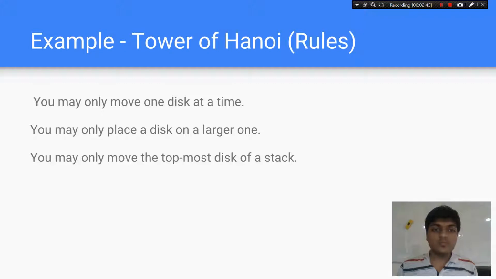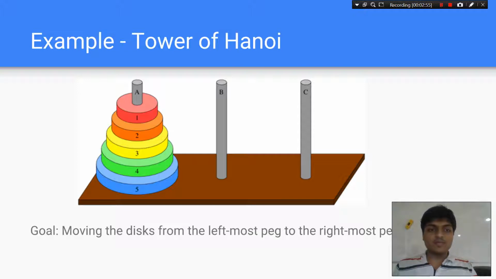So you can move only one disk at a time. You can place only a smaller disk on a larger one and not vice versa, and you can only move the topmost disk of any stack. Okay, so basically I can move the first disk to some column, but I could not move the second disk here in one step, right?